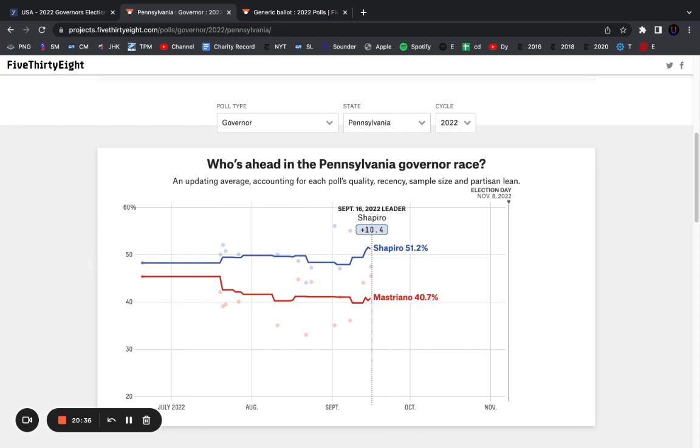Mastriano literally has no money. He hasn't bought a single TV ad the entire campaign, and he probably won't, since the primary. He hasn't been able to raise any money to contest Shapiro on the airwaves. Shapiro's just bombing the airwaves attacking Mastriano, and he's been able to brand Mastriano the way he wants and not the way Mastriano wants. And that's, I think, what will be the downfall of Mastriano.